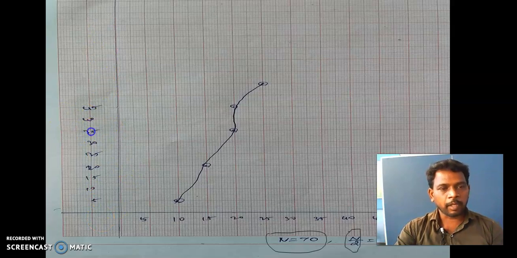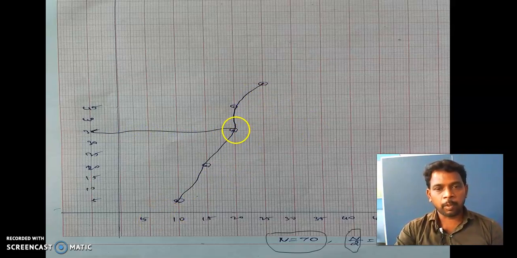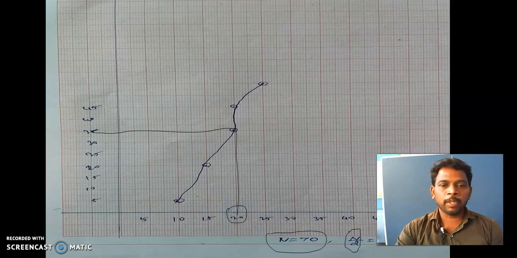So from 35, with the help of the scale, draw a horizontal line. So that will intersect your less than ogive at anywhere. From that intersection point, draw a vertical line to the x-axis. So that will meet your x-axis at anywhere. So that intersection point is nothing but your median. So that is the procedure to find out the median by drawing less than ogive alone, okay?